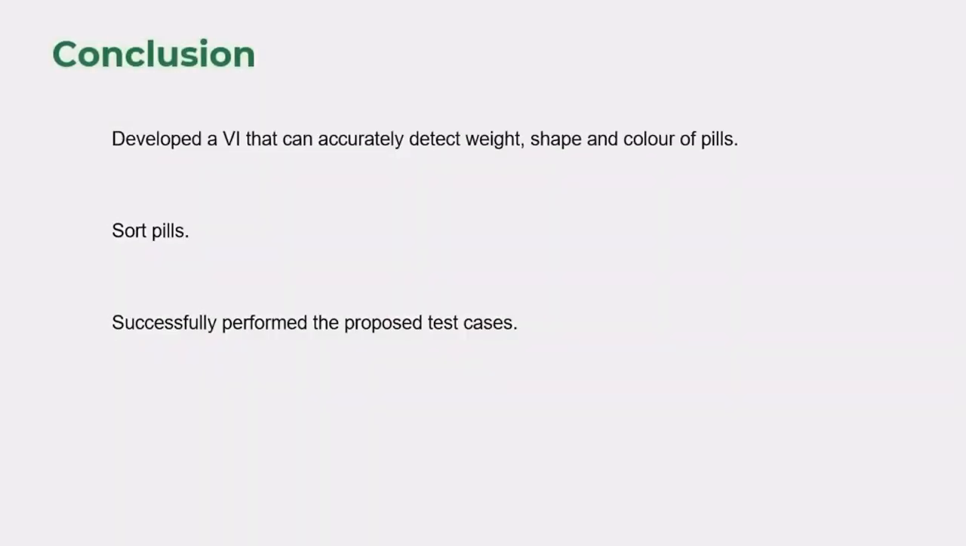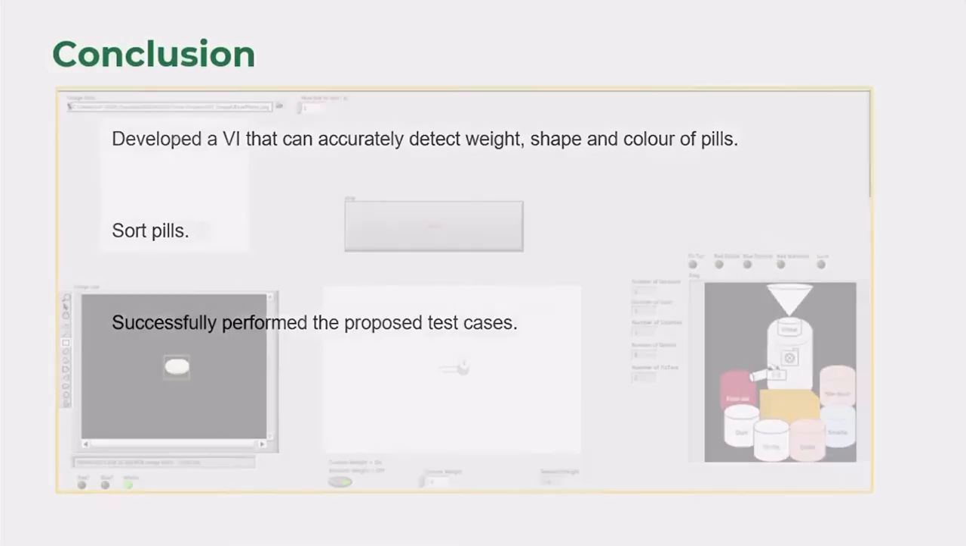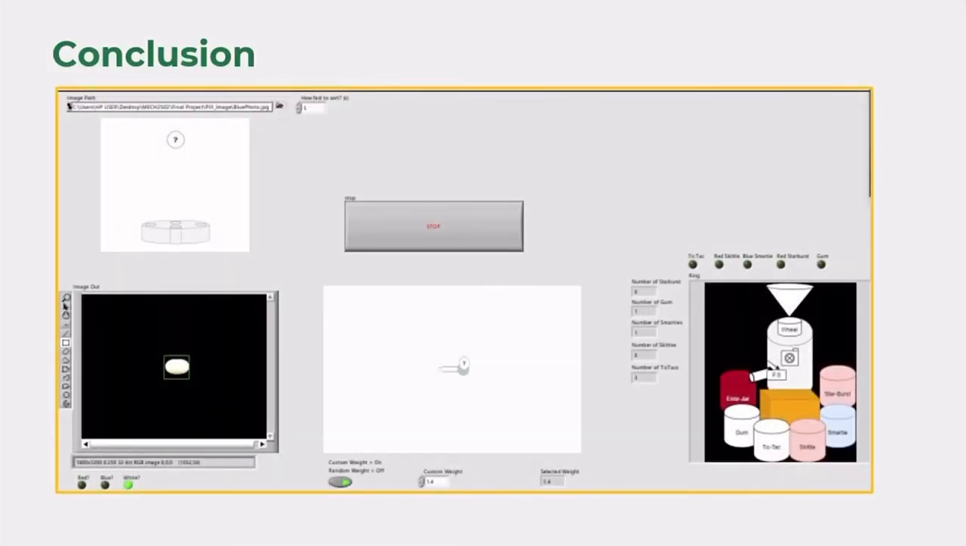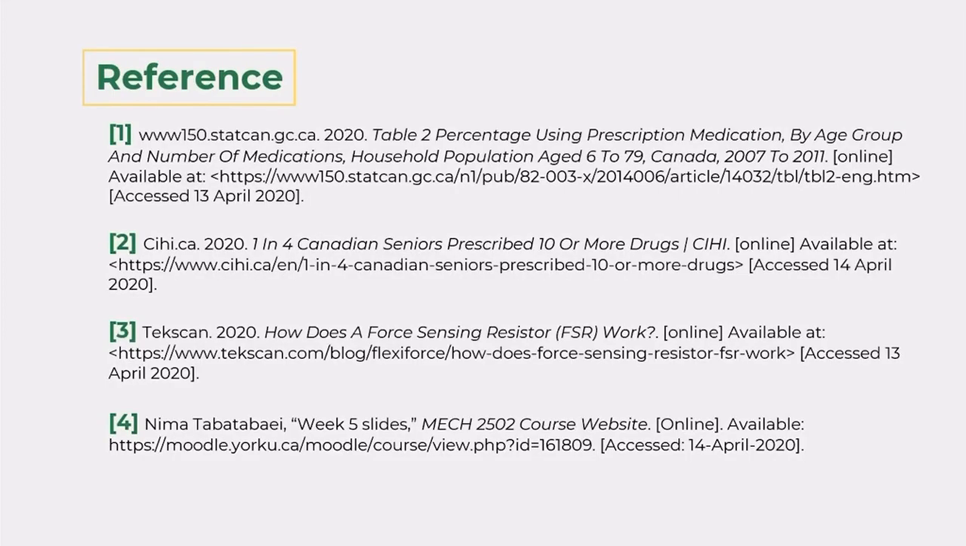In conclusion, the team has been able to create a VI that can successfully sort pills based on the shape, size, color, and weight. The pills are sorted into containers, and if the reading for the weight is not within the acceptable intervals, they are rejected, giving the user information about the purity of the substance.